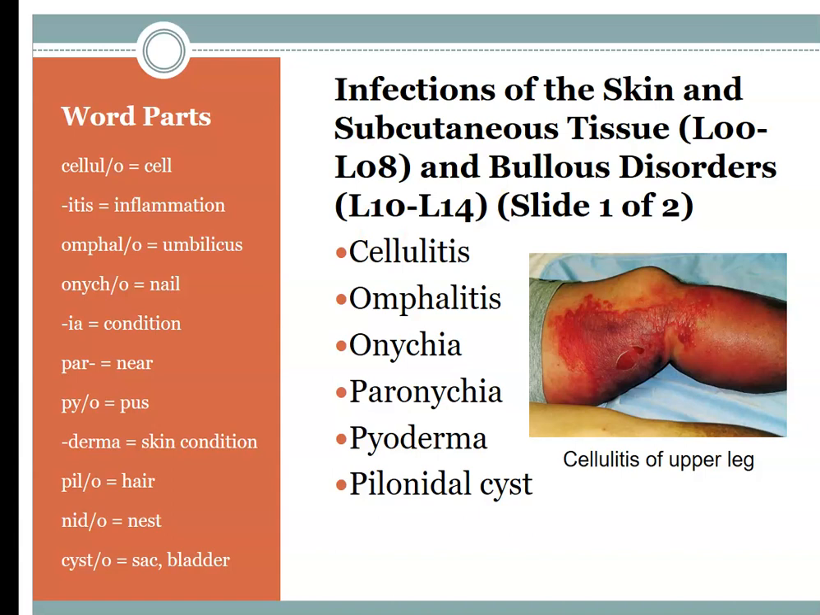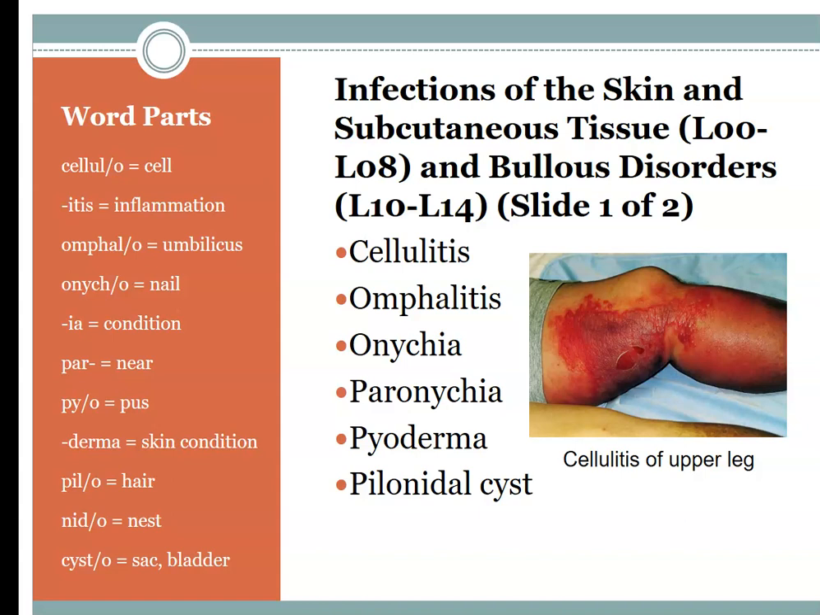This can happen when an individual, for example, chews his or her cuticles and they become inflamed. Pyoderma is a bacterial, purulent, which means containing pus, skin infection. Pilonidal cysts are located in the sacral region of the back and are hairs that grow in a cyst.